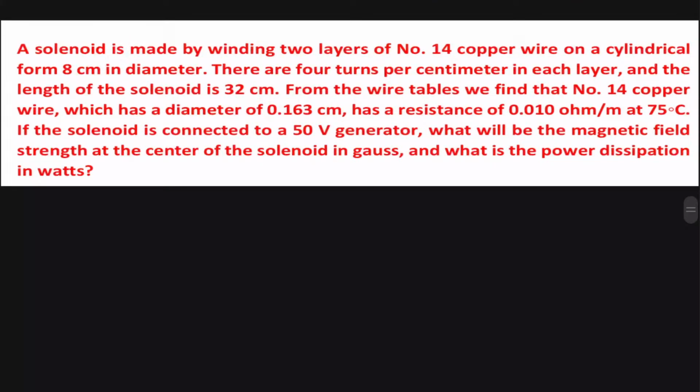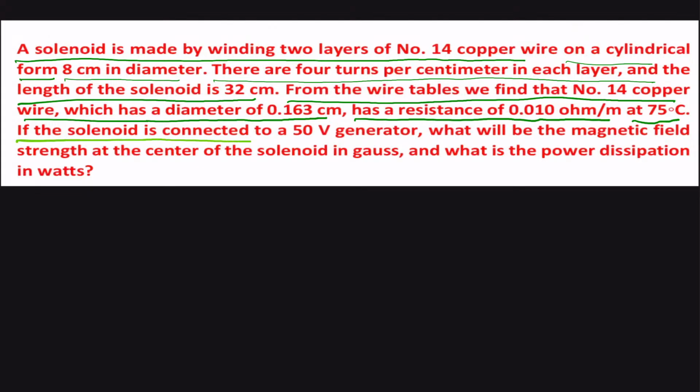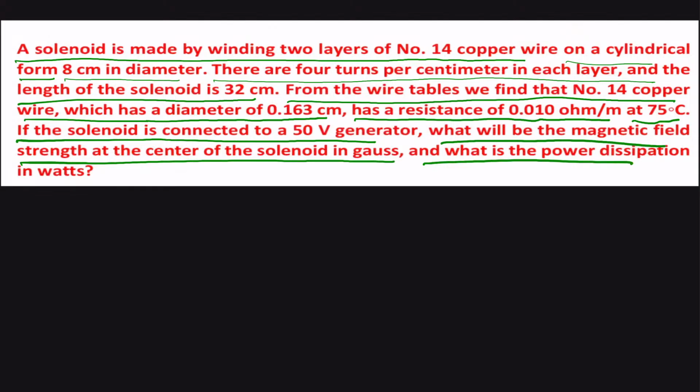It states that a solenoid is made by winding two layers of number 14 copper wire on a cylindrical form, 8 cm diameter. There are 4 turns per centimeter in each layer, and the length of the solenoid is 32 cm. From the wire tables, we find that number 14 copper wire, which has a diameter of 0.163 cm, has a resistance of 0.010 ohm per meter at 75 degree centigrade. If the solenoid is connected to a 50 volt generator, what will be the magnetic field strength at the center of the solenoid in Gauss, and what is the power dissipation in watts?